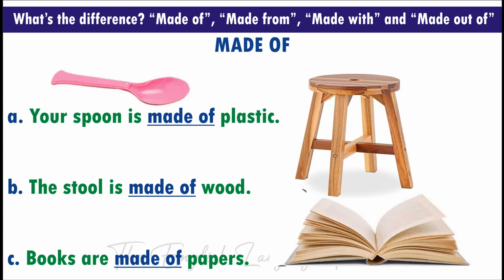In each of these examples, we can see the major material in the final product. For example, seeing the spoon, we can see plastic. When we look at the stool, what we see is wood. And of course, when we look at the book, what we see are papers. It is correct for us to use made of in this situation.